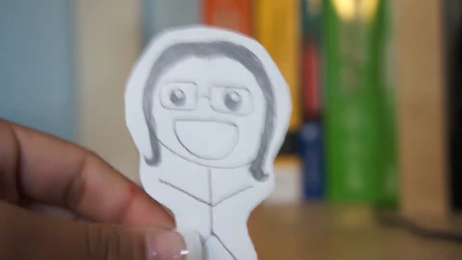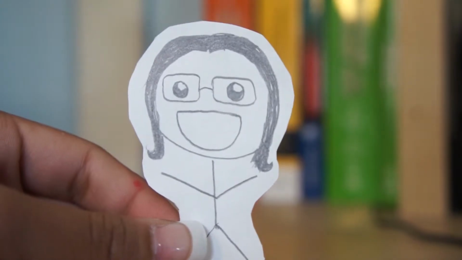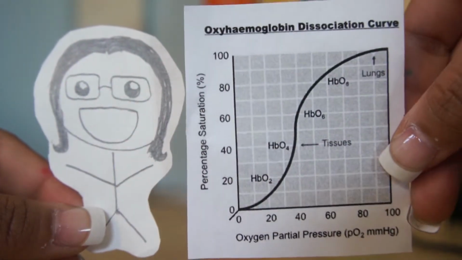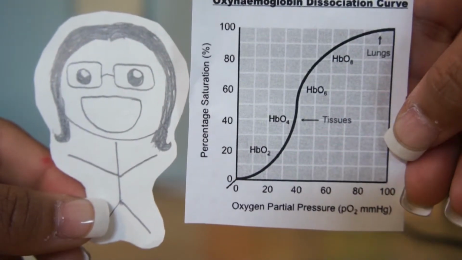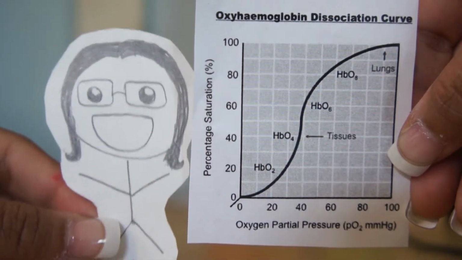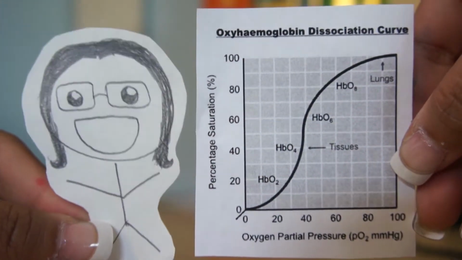Fascinating, isn't it? So now we're going to continue on with the actual oxygen dissociation curve. Here it is. This curve shows the relationship between the partial pressure of oxygen and the percentage saturation of the oxygen-carrying molecules.